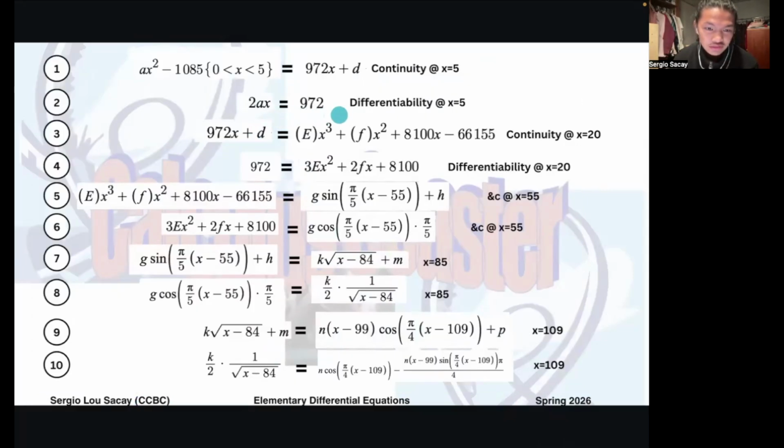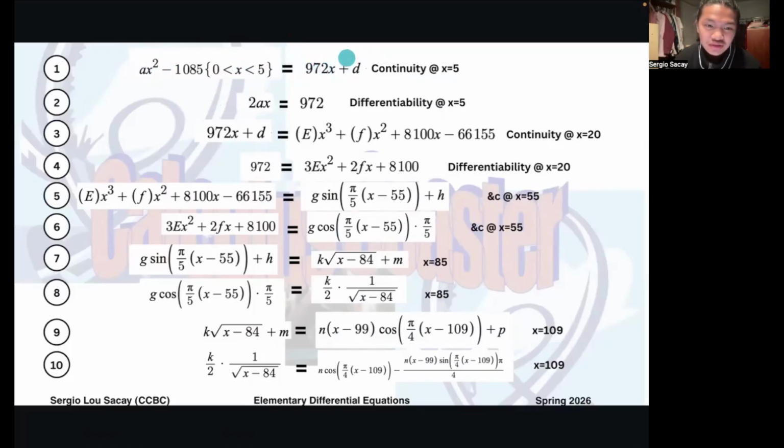2ax equals 972. That was just the derivative of this. So if you want to take the derivative of this with respect to x, you're going to bring down the 2 minus 1, that's the power rule, times a times x. So there you go. And this is a restriction boundary. I just screenshotted it from Desmos.